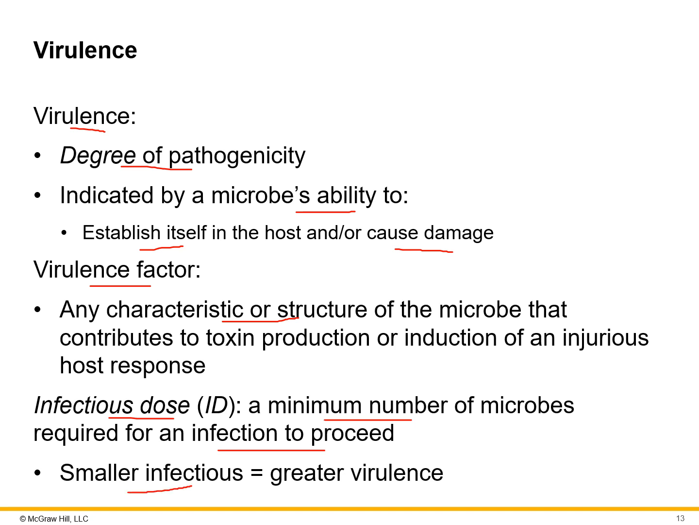So the smaller infectious dose equals greater virulence. A very pathogenic, very virulent microbe doesn't take as many. The infectious dose might be only 100 that you would be exposed to, and it would cause disease. Whereas other microbes that are less virulent might take 1,000 or 2,000, so that infectious dose would be higher. So if the infectious dose is really low, that indicates that it's very virulent.